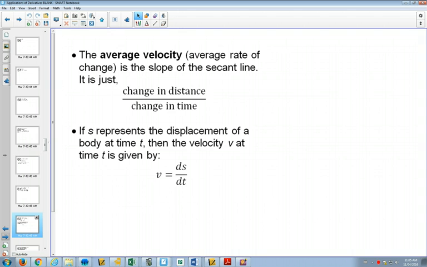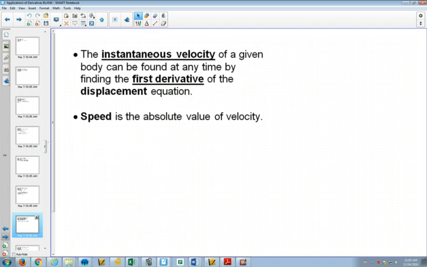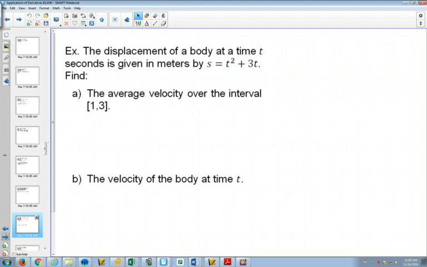So we use S for displacement, T for time, V for velocity. That tangent is the instantaneous velocity, and you can find that by taking the derivative of any displacement equation. If you have an equation that says how far you'll go after a certain amount of time, when you take the derivative of that, you find exactly the velocity of that same situation. And when you take the absolute value of your velocity, you get your speed.